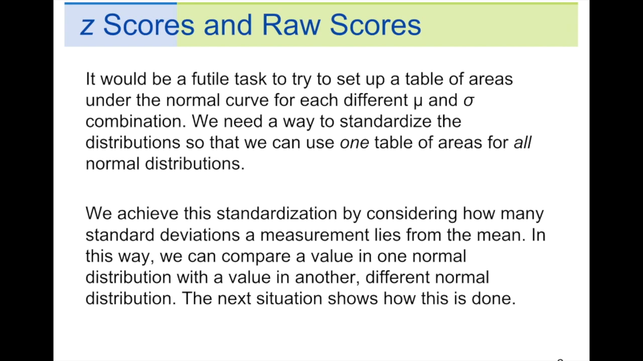It would be a futile task to try to set up a table of areas under the normal curve for each different mu and sigma combination. We need a way to standardize the distribution so that we can use one table of areas for all normal distributions. We achieve this standardization by considering how many standard deviations a measurement lies from the mean. In this way, we can compare a value in one normal distribution with a value in another different normal distribution. The next situation shows how this is done.